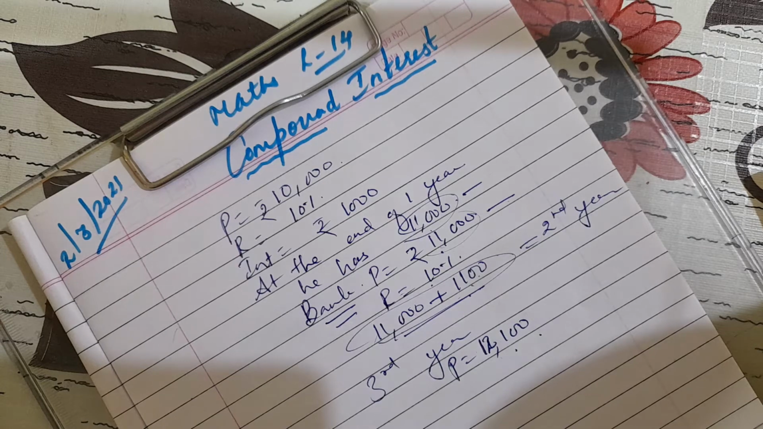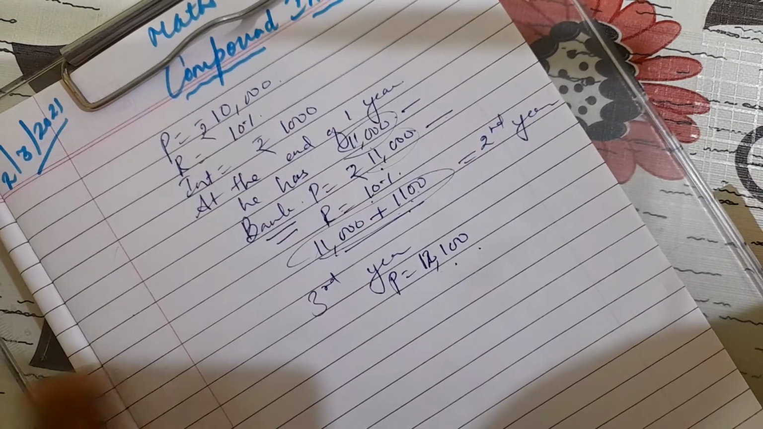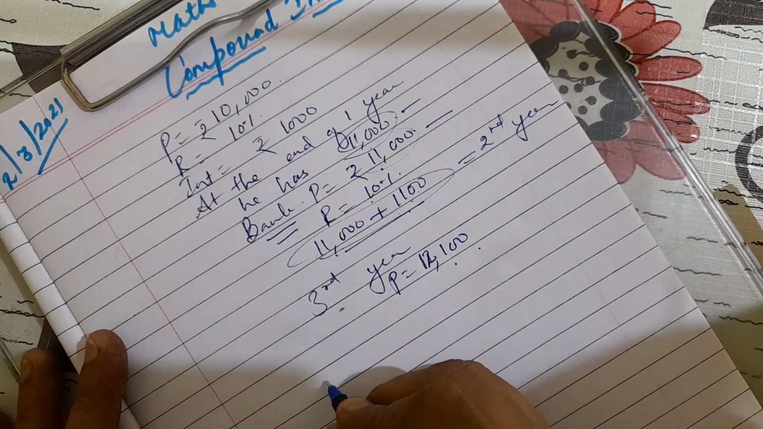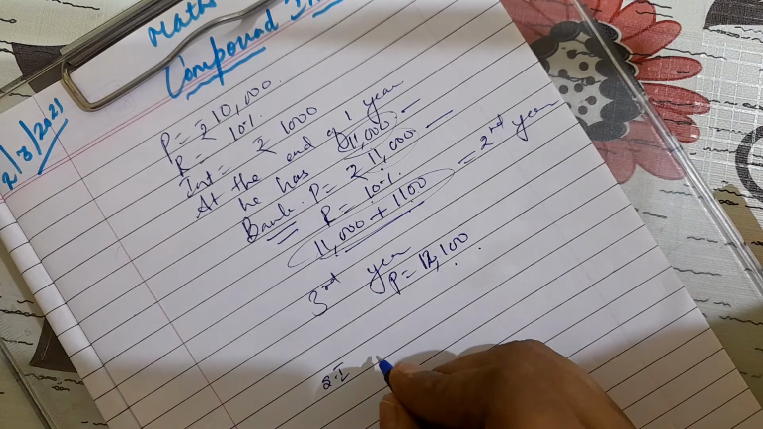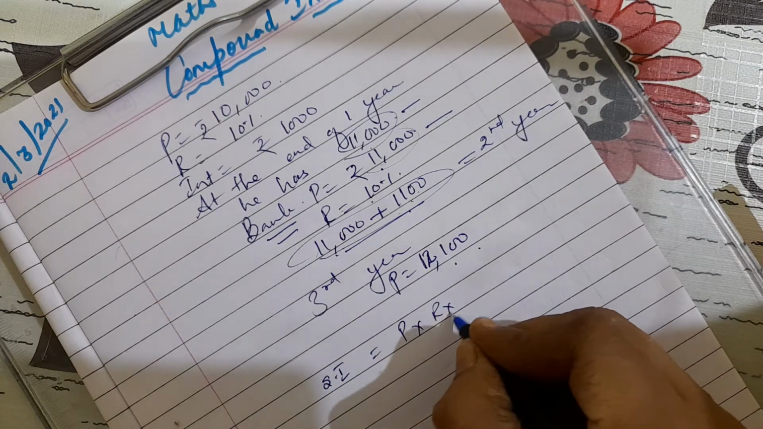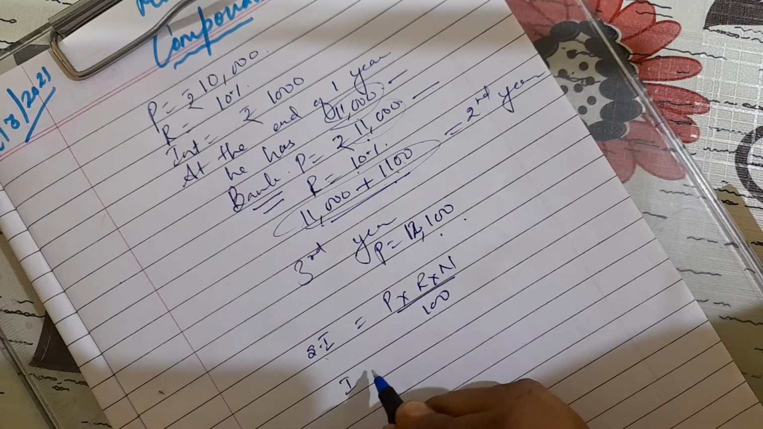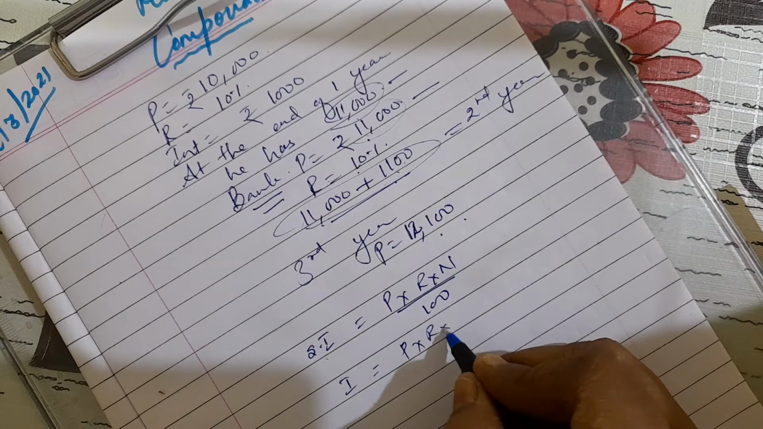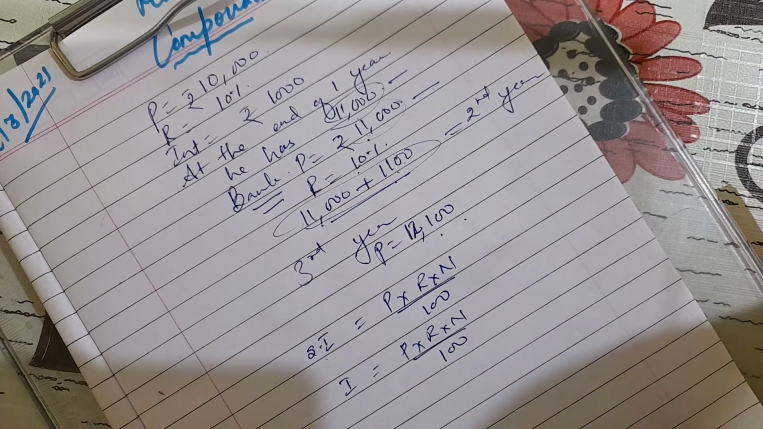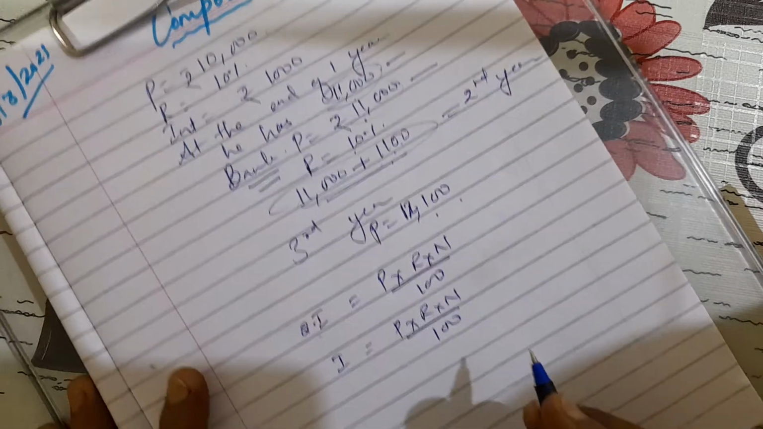The basic thing is that you have to just remember two formulas. First, last year we had learned simple interest. We can write S.I. equals P into R into N upon 100. Instead of simple interest, you could also write I equals P into R into N upon 100, PRN upon 100. Next formula.